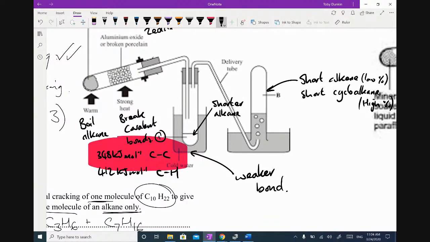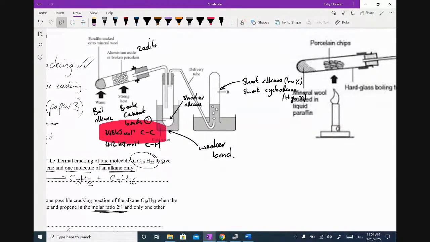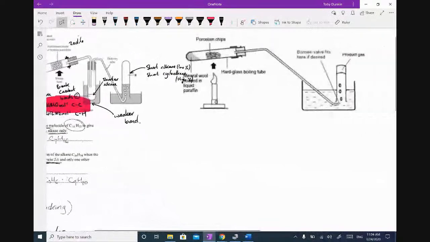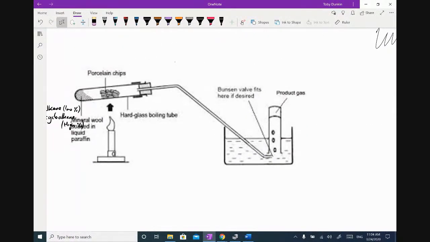So that's what we're collecting in that particular one there. Okay. And the water, of course, the cold water is there to condense it. You can add that to your notes if you like. In this diagram, this one's much more common. This one, because they haven't bothered to condense the shorter alkane. The shorter alkane, by the way, will tend to just pool in here. Yeah, but we're collecting the gases here.